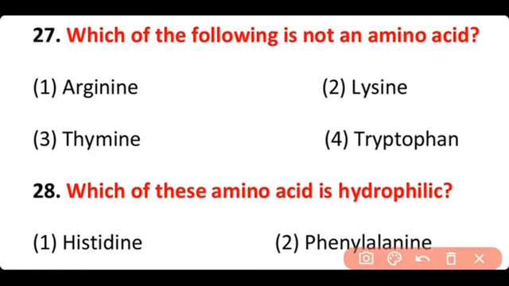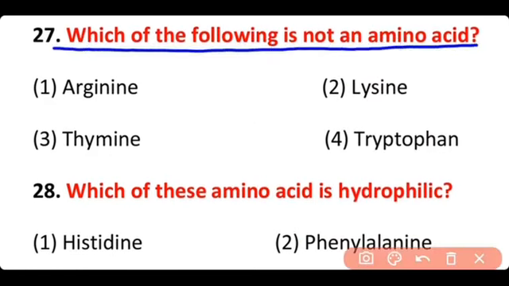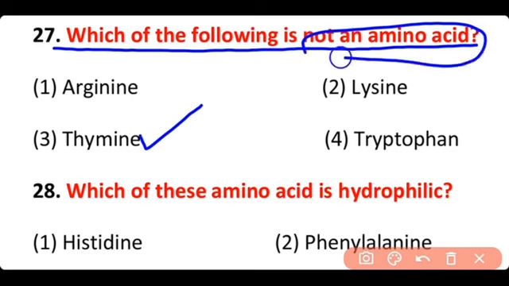Question number 27. Which of the following is not an amino acid? Arginine, lysine, thymine, tryptophan. So the correct answer is option 3. Thymine is not an amino acid, rather it is a nitrogenous base.